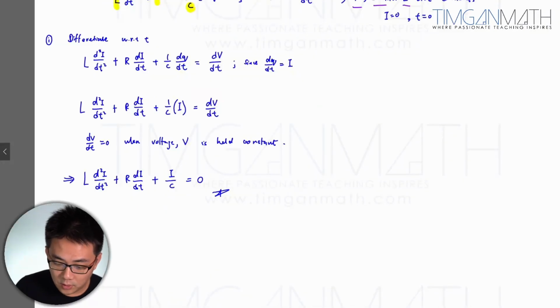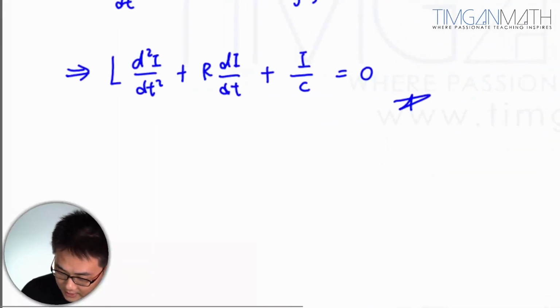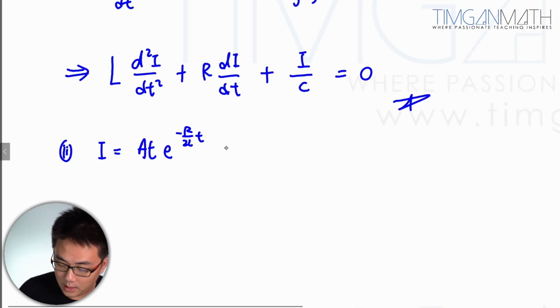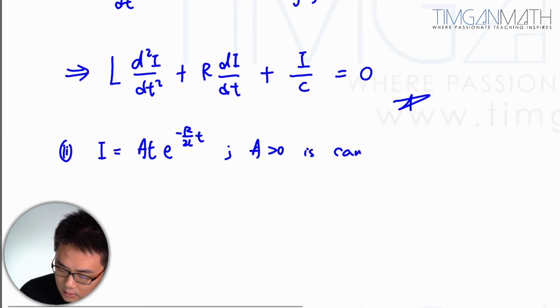So let's look at the subsequent part. You're told to show that C is equal to 4L over R squared. Given that the current I is given by A e to the power of negative R over 2L times t, and A is a positive constant. A is a constant, right? So A is a positive constant.